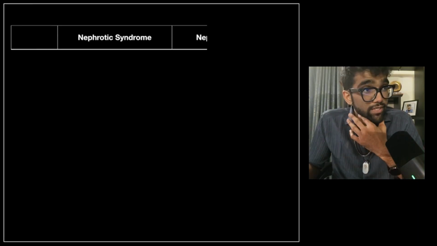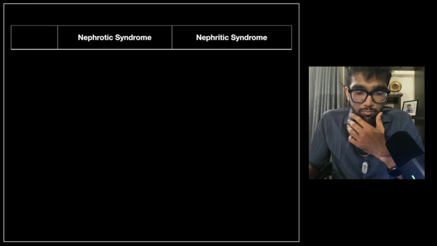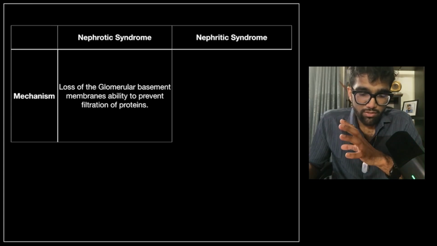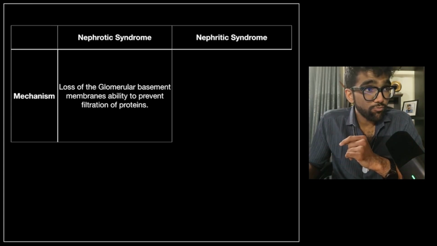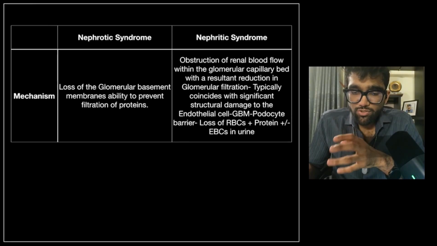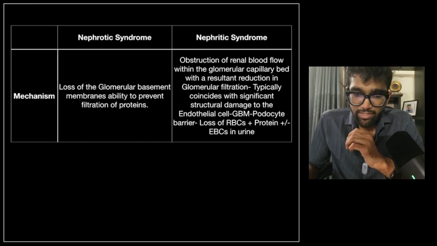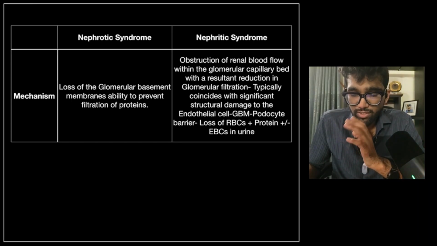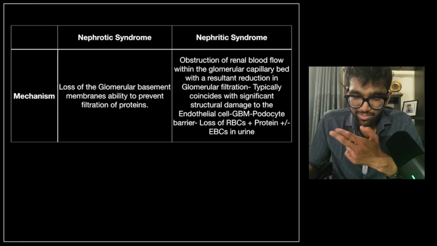And jumping right into it, we've got two types of clinical presentations that can happen when there is glomerular damage. Both actually result in edema, but the mechanisms are different. So in nephrotic syndrome, there's a loss of the glomerular basement membrane's ability to prevent filtration of proteins. Whereas in nephritic syndrome, there is actually an obstruction to renal blood flow within the glomerular capillary bed, which results in decreased glomerular filtration. There are other factors such as RAS activation due to epithelial injury. We'll get to that in the details of nephritic syndrome in the next discussion.